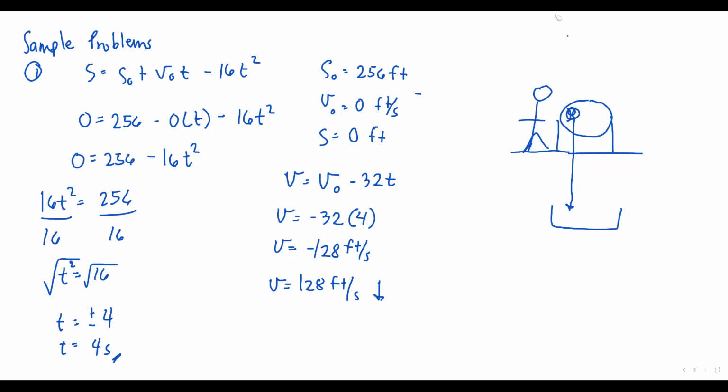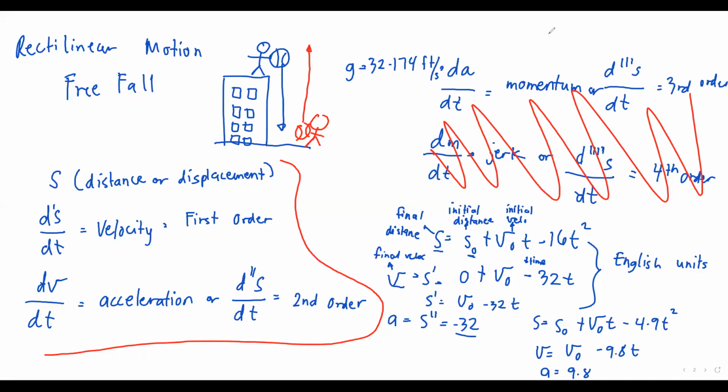As I said, I already discussed the higher order derivatives, guys. We have S as distance, first order is velocity, like here, and then second order is acceleration. And because it's free fall, guys, our acceleration will not change.